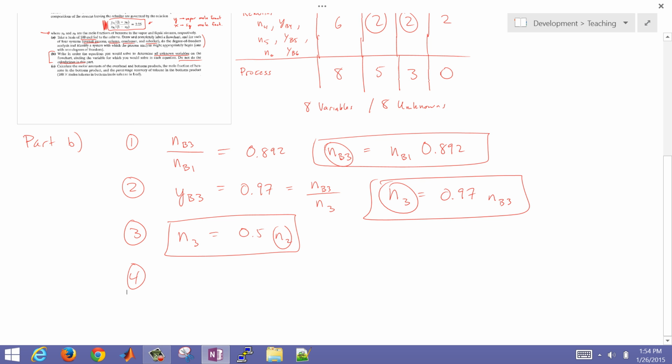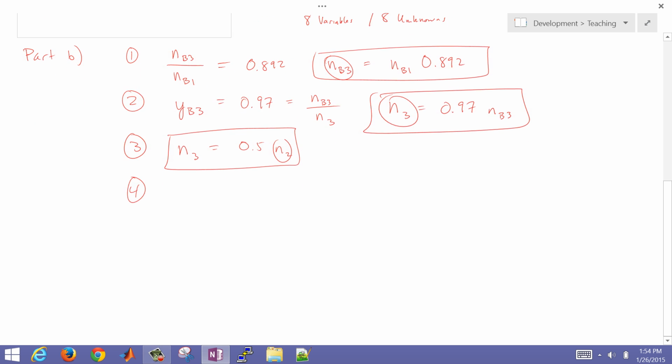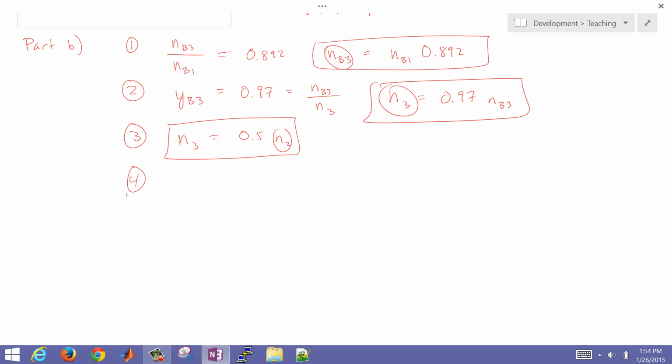Okay, fourth one, let's do an overall balance on the block. So this is where, from our degree of freedom analysis, we said that we could solve for that one. And so we have N1 equals N3 plus N6. Now, in this case, we're going to solve for N6. We have N1 and N3.